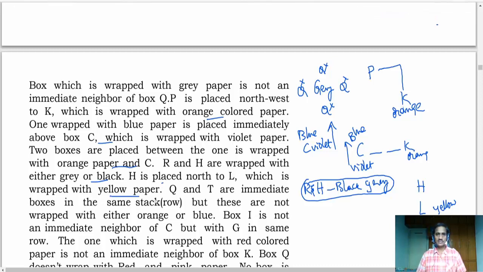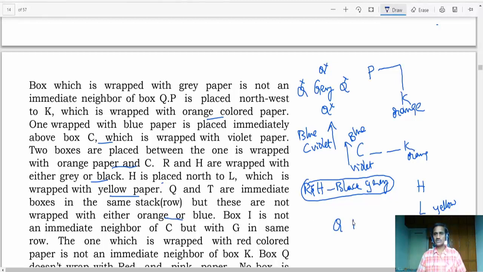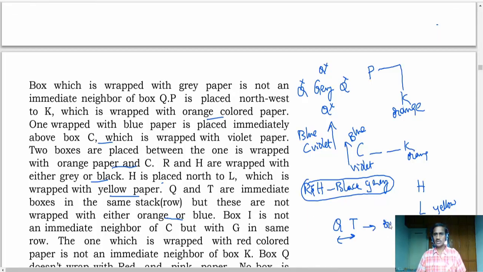Q and T are immediate neighbors, immediate boxes in the same row, but these are not wrapped with either orange or blue. Q and T are adjacent to each other in the same row, and both cannot be orange or blue. Orange is not possible because K is orange, and blue is also not allowed. What does not blue mean?